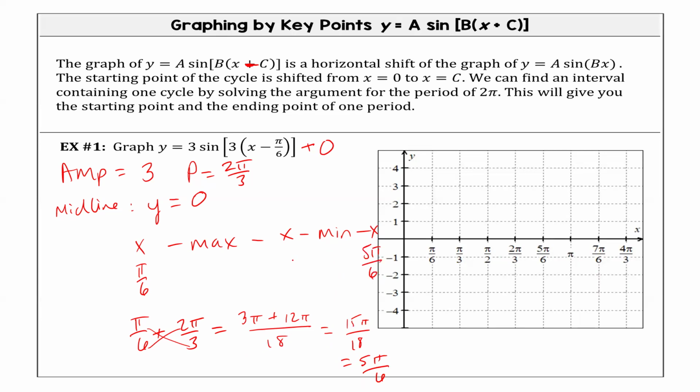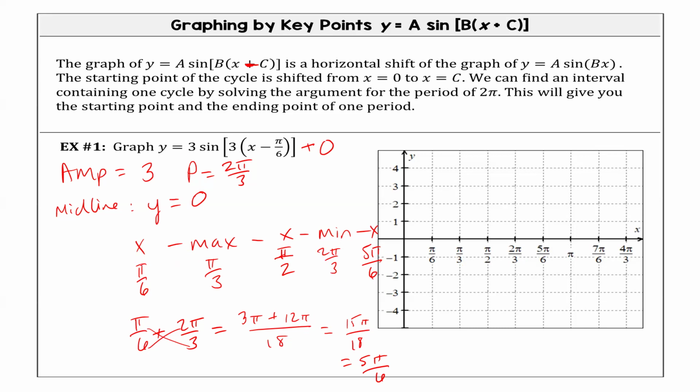To find everything else, you're just finding the halfway point. Does that make sense? So the halfway point between pi over 6 and 5 pi over 6 is where? Pi over 2. The halfway point between pi over 2 and pi over 6 is where? Pi over 3. The halfway point between pi over 2 and 5 pi over 6? 2 pi thirds.